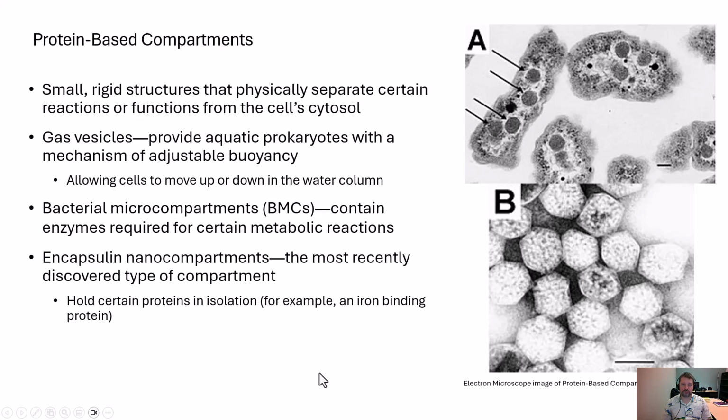And then recently, we've found that even smaller than the microcompartments are nanocompartments, and they can do other things. They can hold other types of proteins that might be important for just binding up metals that are important for that organism's existence. So we know that there are iron binding proteins that occur inside nanocompartments. And so I want you to think of these similar to organelles, but again, they don't have membranes, so they're not membrane-bound vesicles.